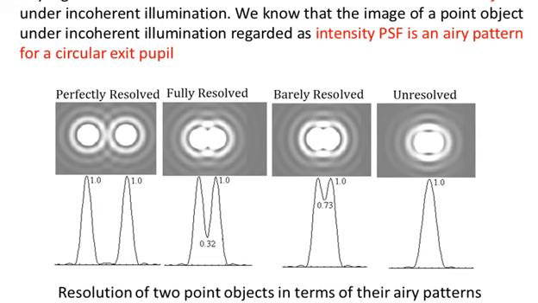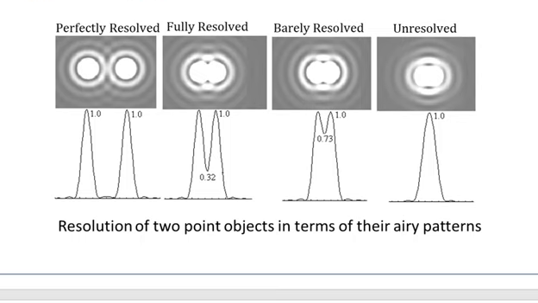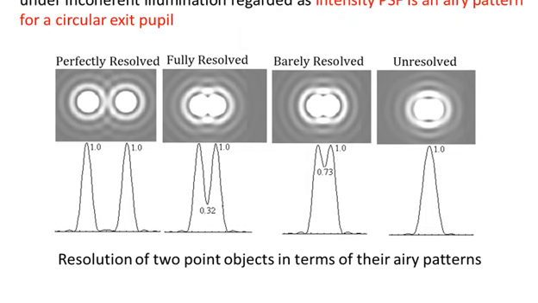So you see that the maximum case, where we can barely resolve the two objects, is given by the Rayleigh criterion, in which the dip has a magnitude of 0.73 in comparison with the peaks, which have a magnitude of 1. So the resolution of the caption is resolution of 2 point objects in terms of their Airy patterns.